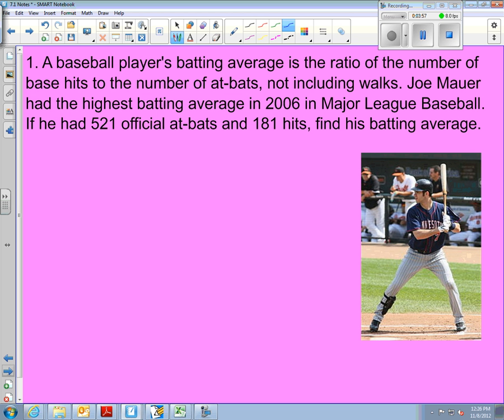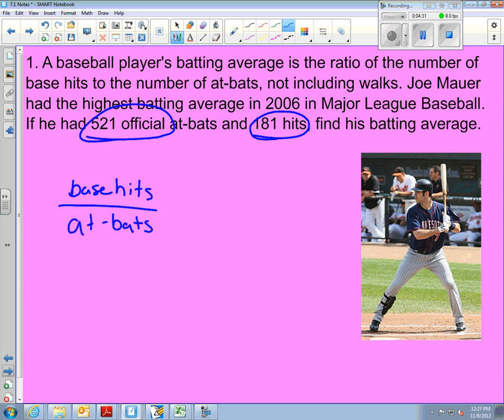All right, a baseball player's batting average is the ratio of the number of base hits to the number of at-bats, not including walks. Joe Mauer had the highest batting average in 2006 in Major League Baseball. If he had 521 official at-bats and 181 hits, find his batting average. We were told it's going to be base hits to at-bats. We have 181 hits and 521 official at-bats, so we put our 181 on top and our 521 on bottom.